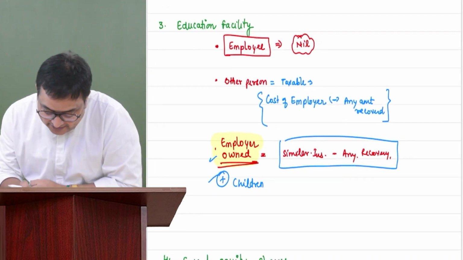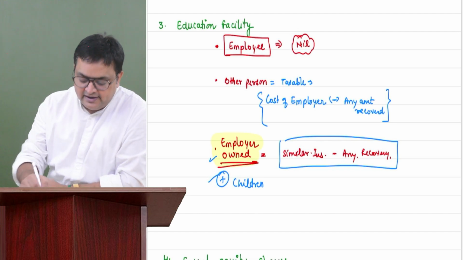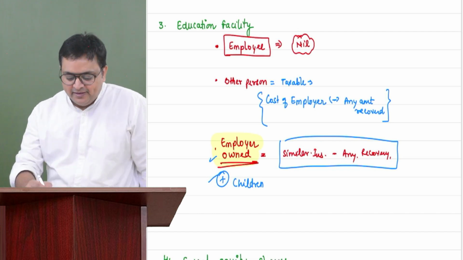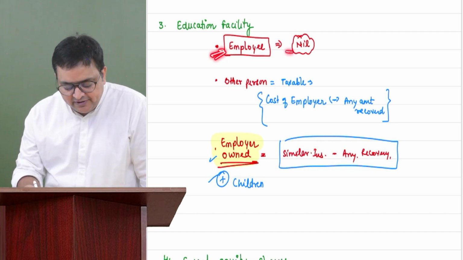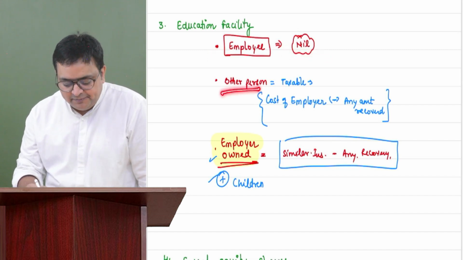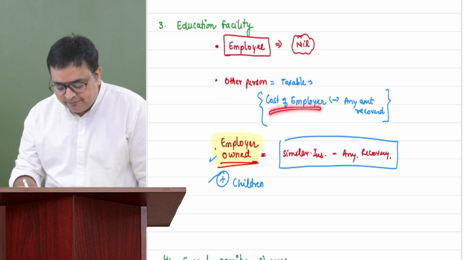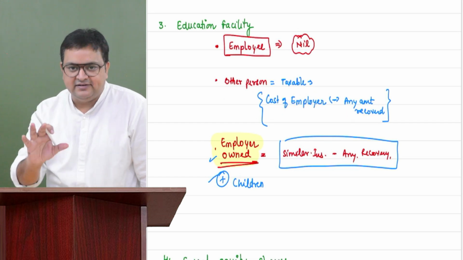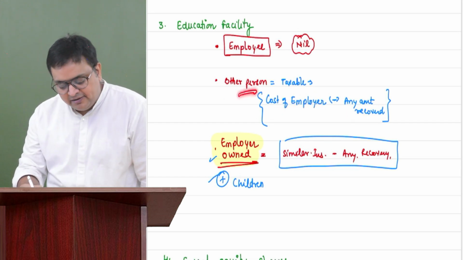Okay, so this was about education facility. Let me do a quick summary of it. If it is provided to the employee, whatever is the amount, make it nil. No perquisite value, 0. For other persons, it is taxable: whatever is the cost of the employer minus any amount recovered, make it taxable. For children, make it taxable.